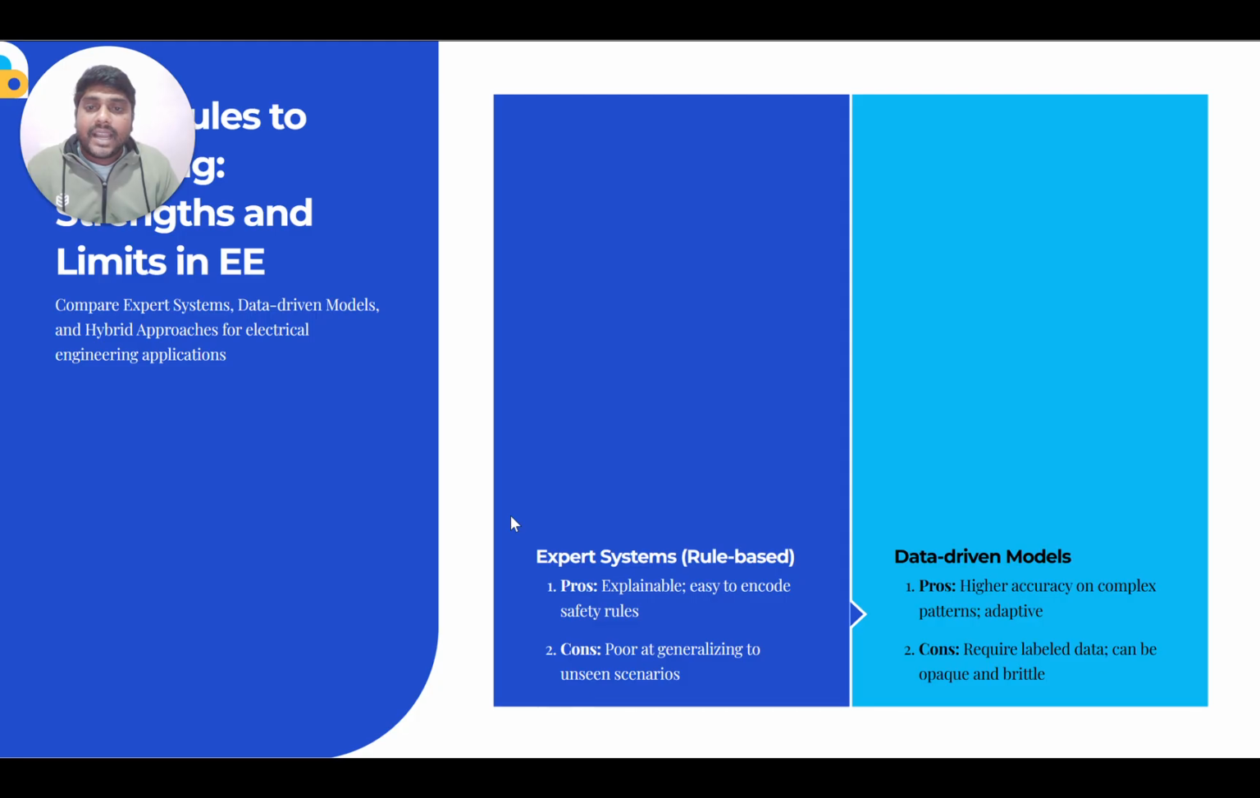The alternative is data driven models, which are the focus of modern AI. Their major advantage is higher accuracy on complex patterns, and they are inherently adaptive. The trade-off is their disadvantage. They require labeled data, which can be difficult to acquire, and the models are often opaque and brittle, meaning it's hard to understand why they make a decision, which is a major challenge in safety critical electrical applications.